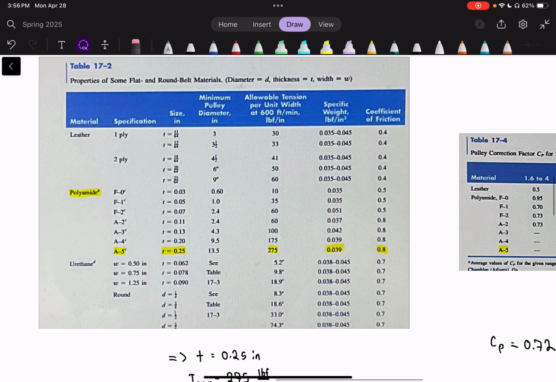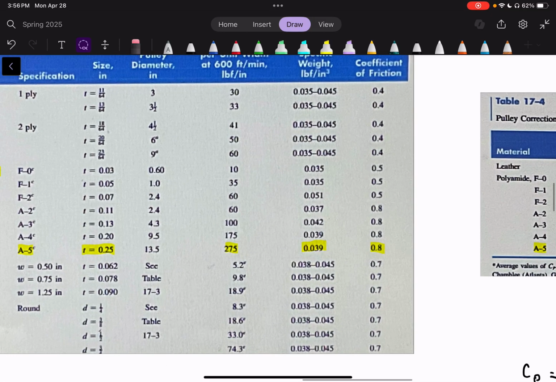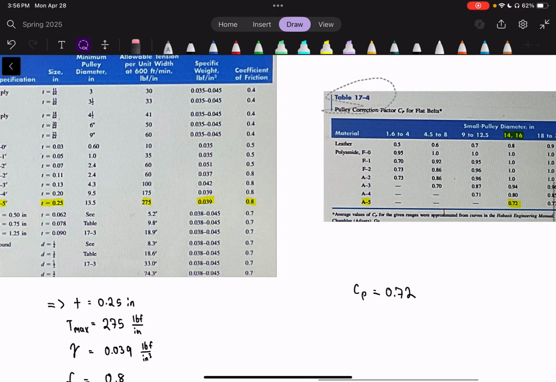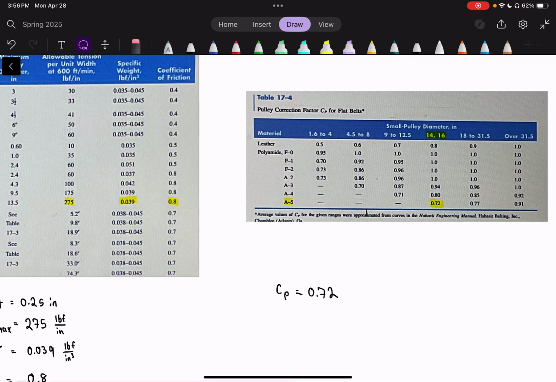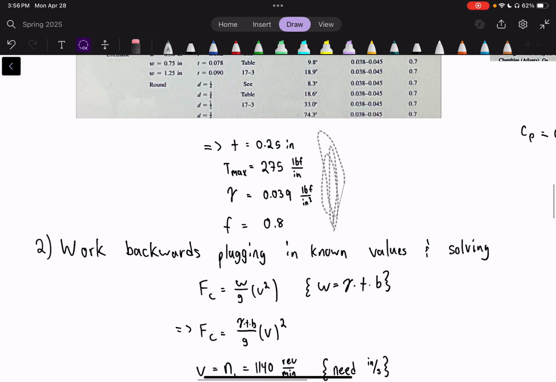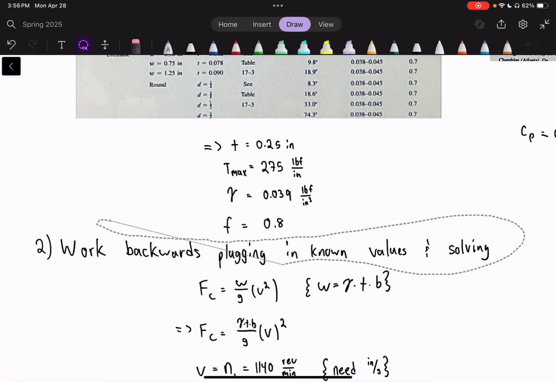from the table. So we assume table 17.2, we have the A5 polyamide belt, which gives us a thickness of 0.25 inches. It gives us a max tension of 275 pound force per inch. It gives us a specific weight of 0.039 pound-force per inch cubed and a coefficient of friction F of 0.8. Now from the 17.4 table, the correction factor CP with a 15-inch small pulley diameter gives us a 0.72 correction factor. So with that given information, we're able to start working backwards and plugging into our known values and solving.